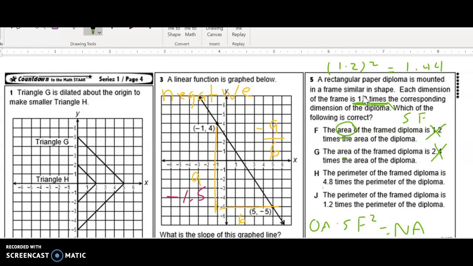The perimeter is 4.8 times, and remember that old perimeter times just the scale factor equals new perimeter. So you would take the old perimeter and multiply it by your scale factor, and that's not 4.8, so that's no. The perimeter is 1.2, and that is the exact definition of a dimensional change of perimeter. All you do is take the perimeter and multiply it by the scale factor.